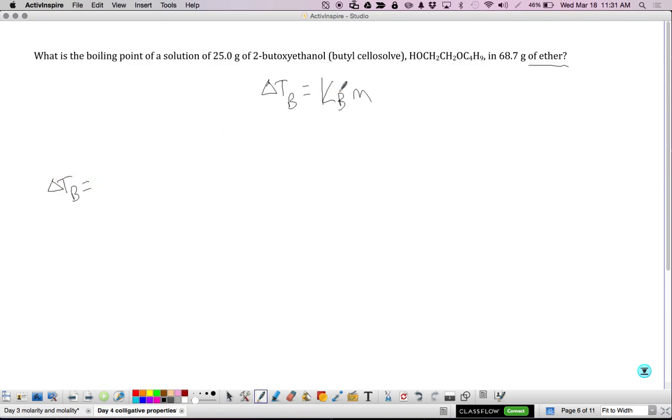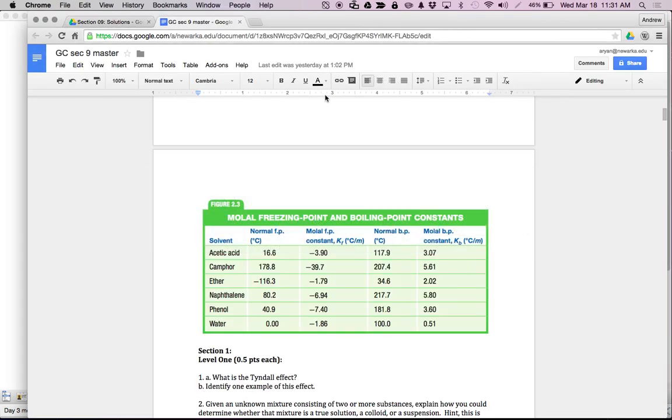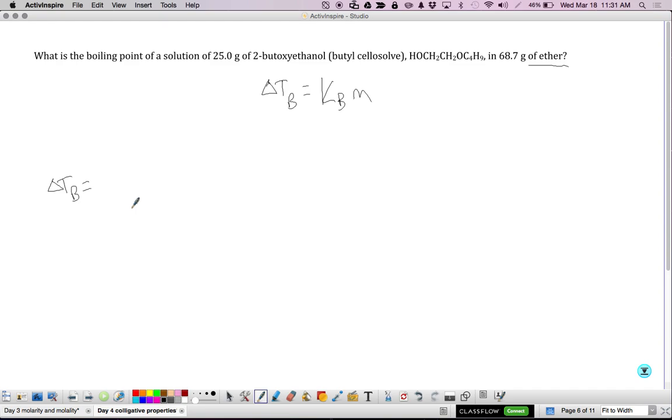Now the KB for ether, I need to go to the master document and look up KB for ether, and now I'm in boiling point constant and not freezing point constant. So the boiling point constant for ether is 2.02 degrees Celsius per molal.